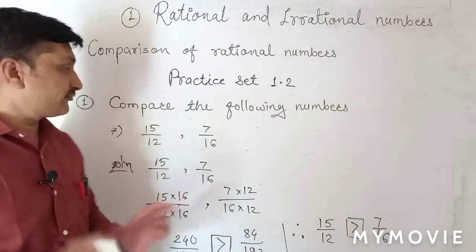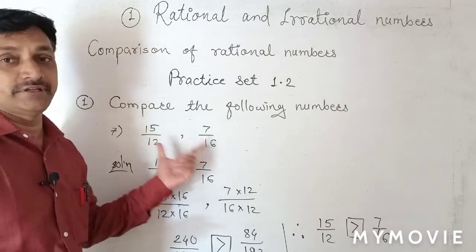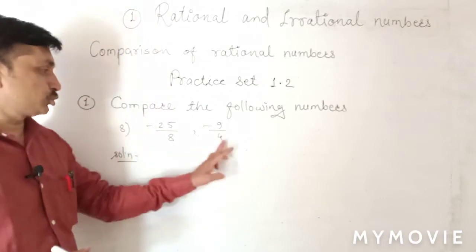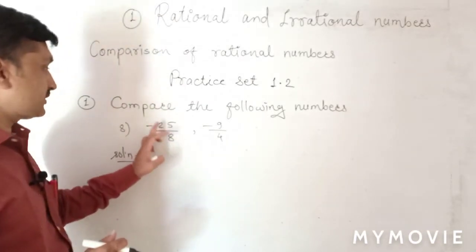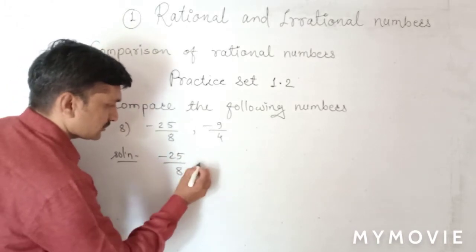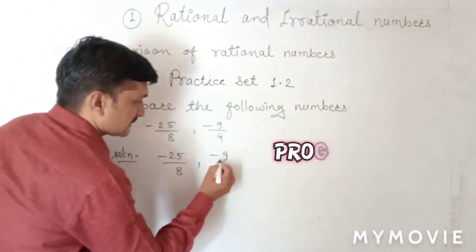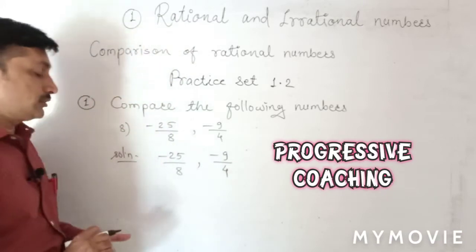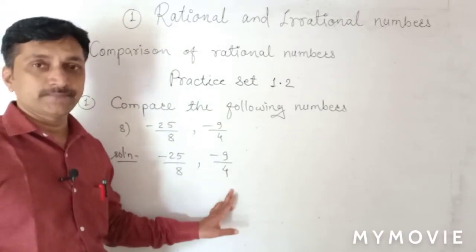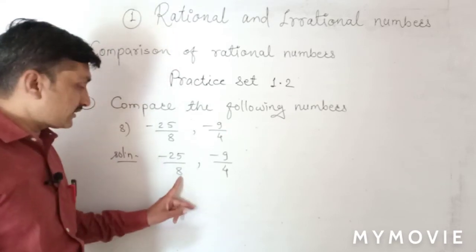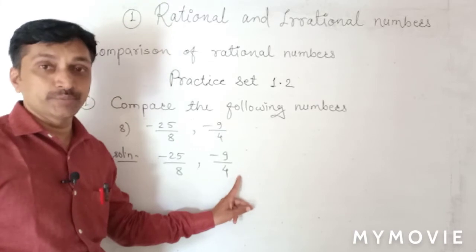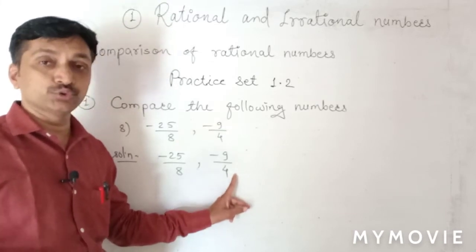This is the method if their denominators are different. Now let's see example number 8. Here also two fractions are given: minus 25 upon 8, I write again here minus 25 upon 8, I give a comma, minus 9 upon 4. Now we have to make these two denominators equal. Here is 8, here is 4. We can change this denominator, we can convert this 4 into 8.